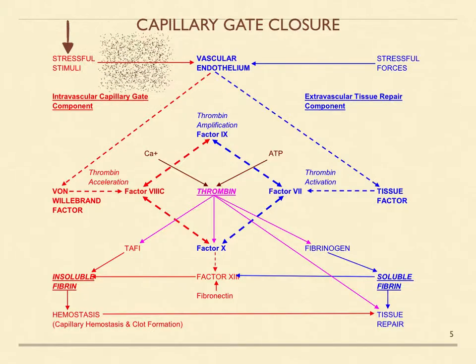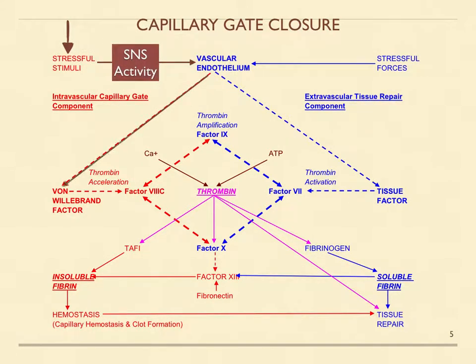The capillary gate closes when stressful stimuli increase sympathetic nervous system activity that stimulates the vascular endothelium to release von Willebrand factor. Von Willebrand factor stabilizes factor 8C, which increases factor 8 activity. Factor 8 accelerates thrombin generation to energize its conversions of factor 10 to factor 13. Factor 13 adds crosslinks of plasminogen and fibronectin to soluble fibrin to generate insoluble fibrin in capillaries and flowing blood.